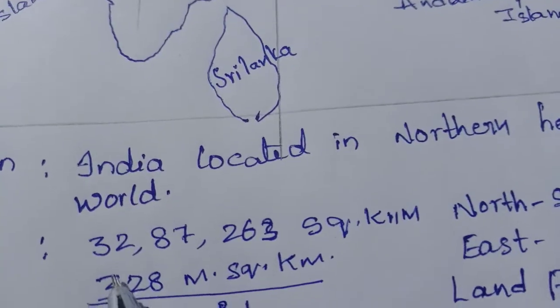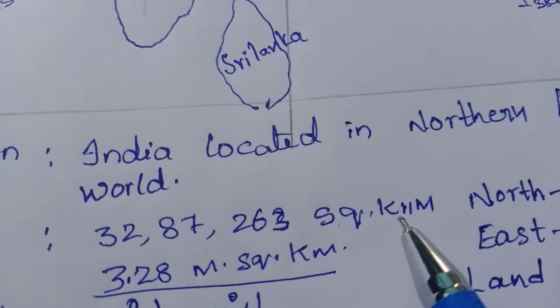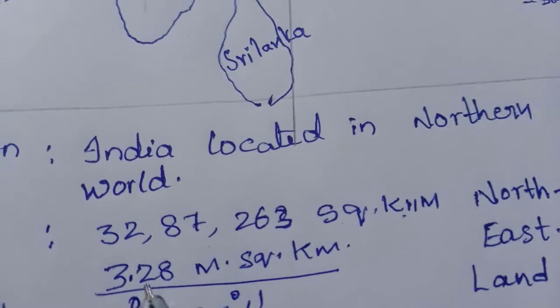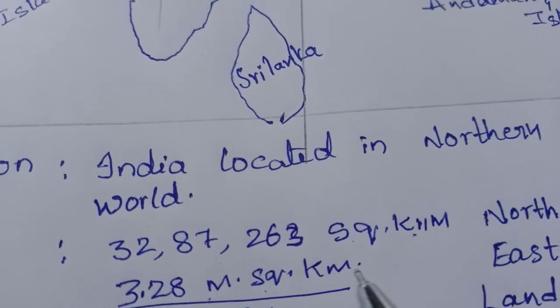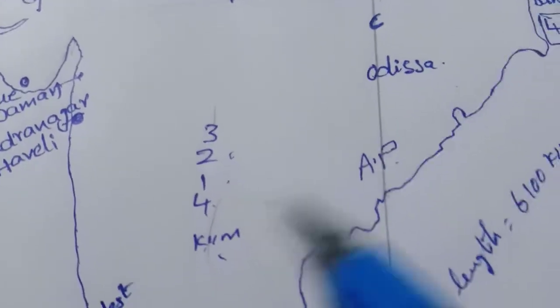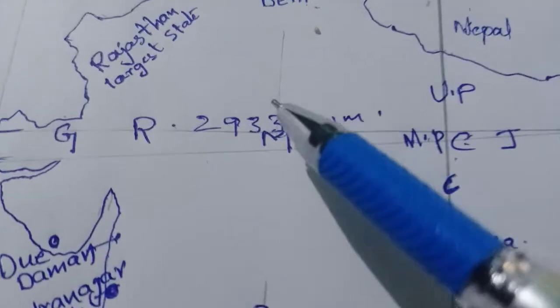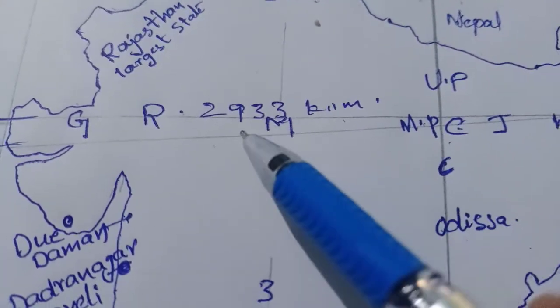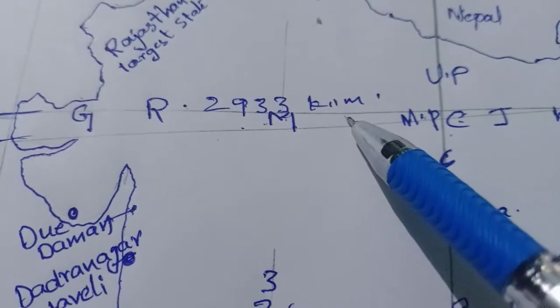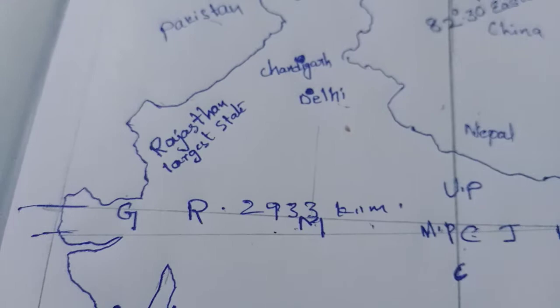Note down this one. The total area of India is 32,87,263 square kilometers or 3.28 million square kilometers. Next, from north to south, 3,214 kilometers. From east to west, 2,933 kilometers. Next, boundaries. Let's see the boundaries of India.